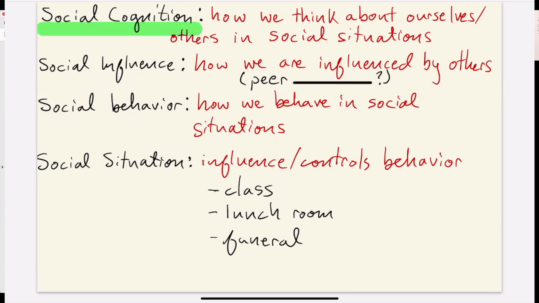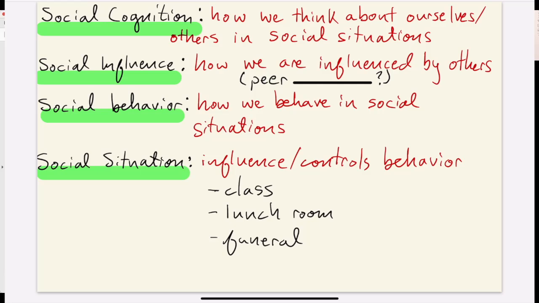We have social cognition. Social cognition is just how we think about social situations. How do we think about ourselves? How do we think about others? So if you say, oh, that person's so awkward, or oh, I'm so awkward, that is social cognition.